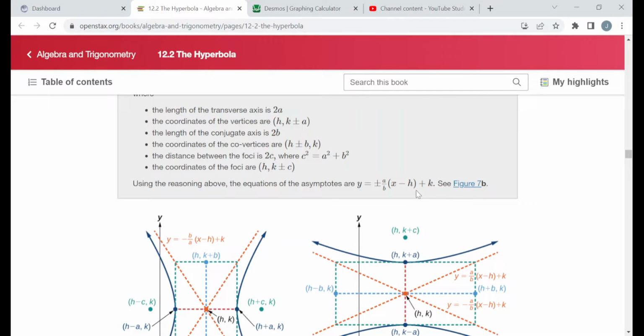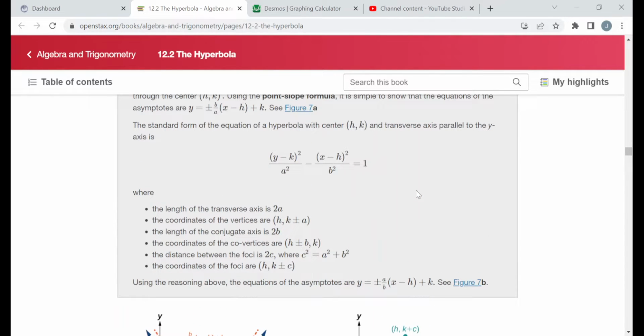And again, you should be able to write equations for lines. And the same thing for C. C squared is equal to A squared plus B squared. And then once you find C, you can find those foci, which are on the transverse axis. So they'll be above and below the center as well.